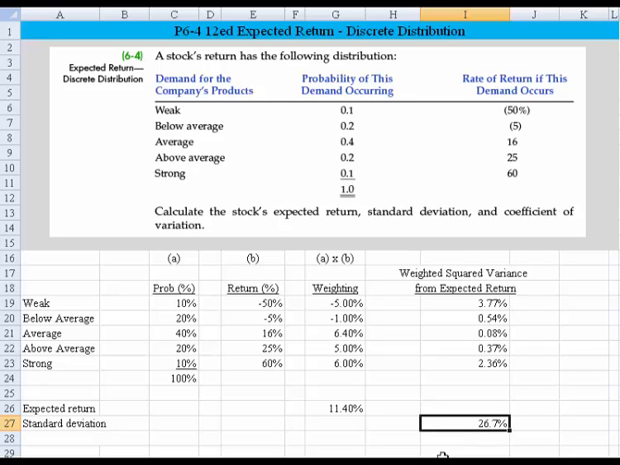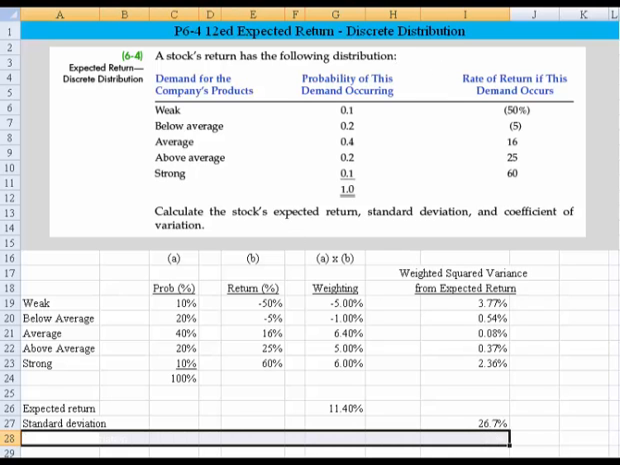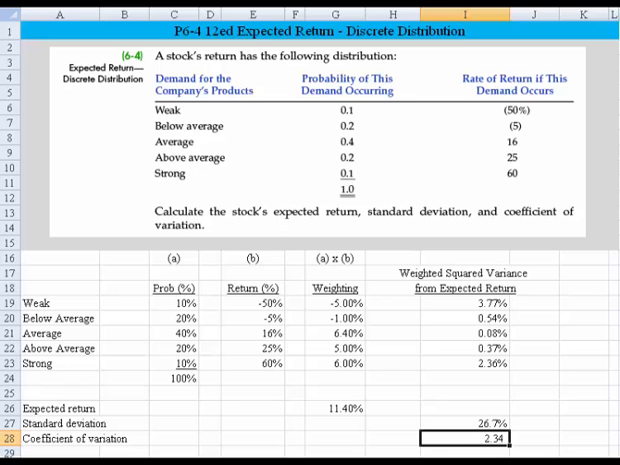And then finally they say, what's the coefficient of variation? I think I did the coefficient of variation right here. And that's pretty straightforward. All we have to do is take the expected rate of return and divide it by the standard deviation. And those are the three answers we're looking for on P6-4-12. So I'll bold the answers for you.